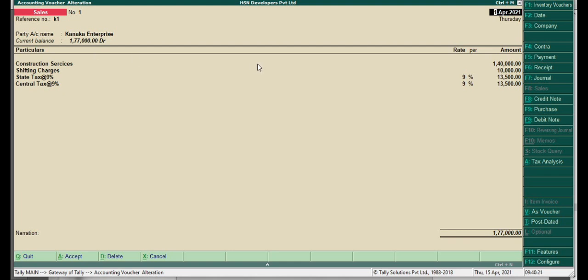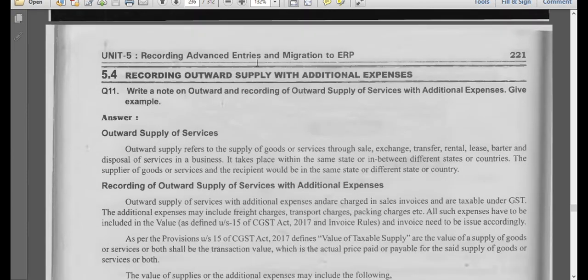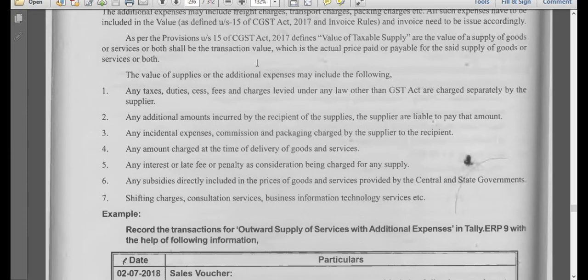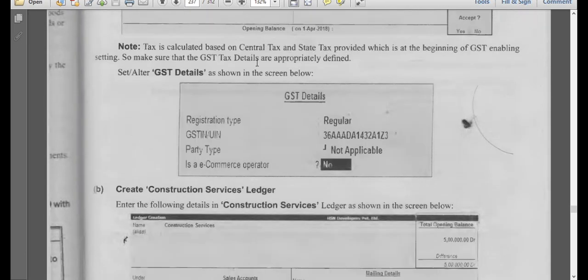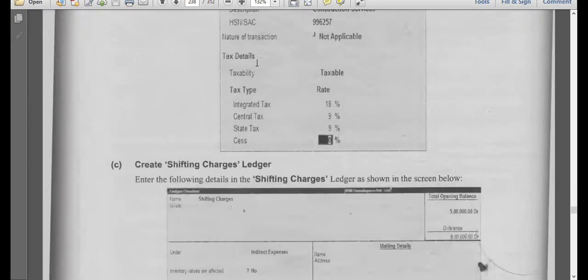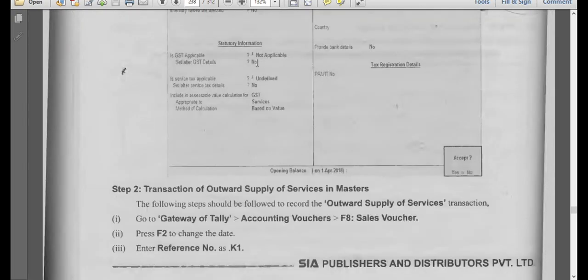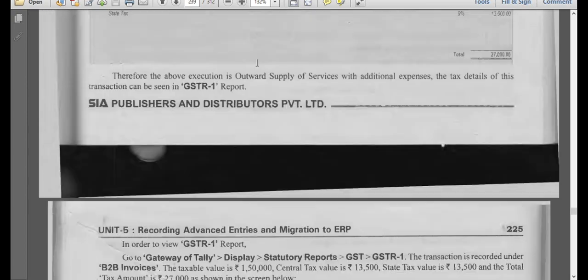Okay, so these are the entries we did today. And so recording of outward supply with additional expenses. Outward in the sense sales, this we have also just now seen. Outward supplies with additional charges in the sense shifting charges are additional, and even that additional service charge we have to include in the GST. So this we have also entered just now.